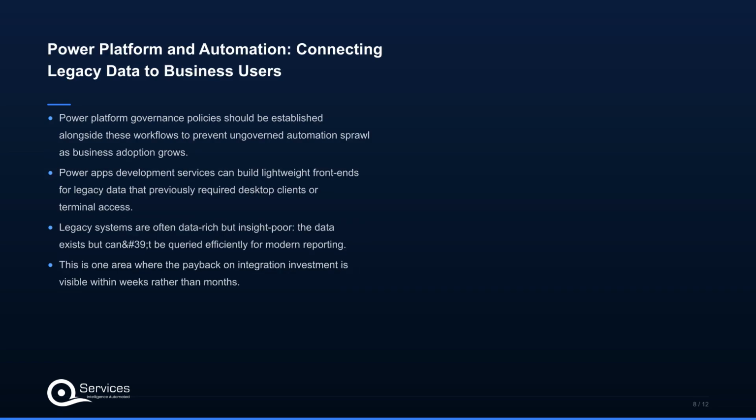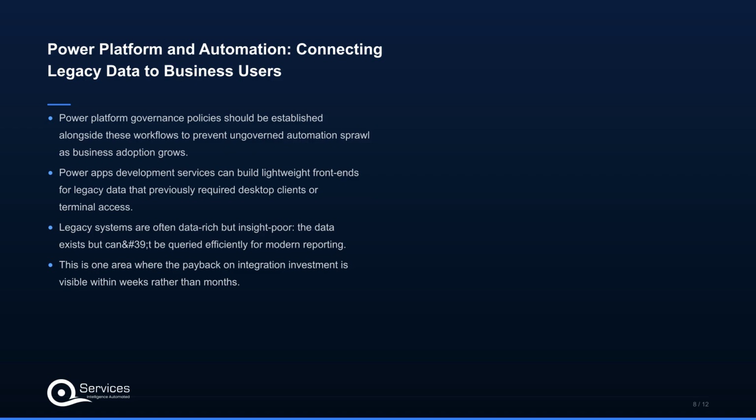Next up, moving on to Power Platform and automation, connecting legacy data to business users. One of the most immediate business benefits of legacy system integration API work is that it unlocks the Microsoft Power Platform for users who previously had no direct access to legacy data. Once legacy data is accessible via a clean REST API, Power Automate Consulting can wire up business process automation quickly: approval workflows that pull data from an ERP, notifications triggered by inventory thresholds, or document generation based on order events.